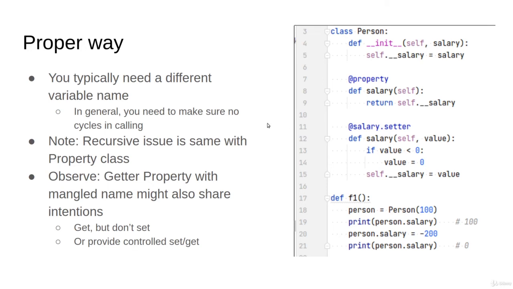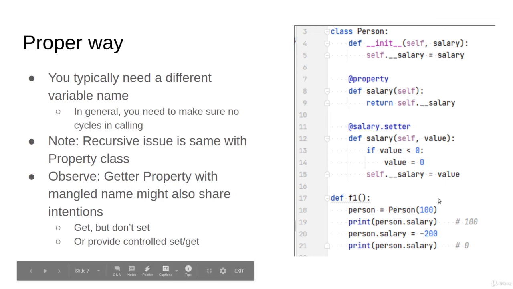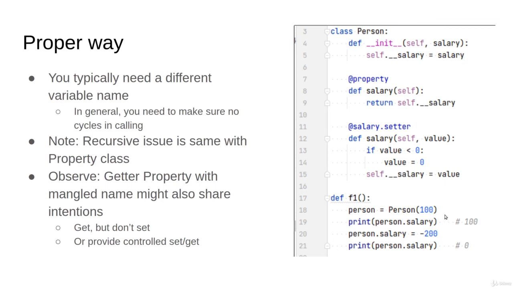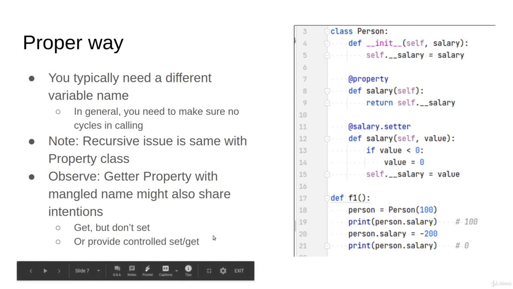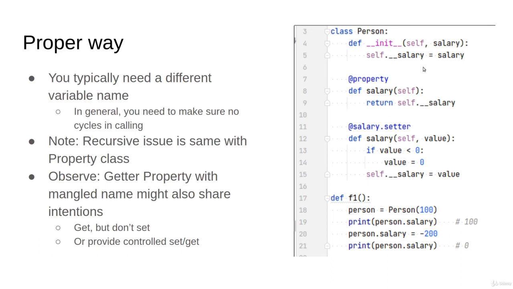Sorry for that. As I said, you can make a tracing to make sure that your code overall doesn't cycle. So double check that the set and the get overall don't go in recursion. Also observe that the getter property with a mangled name might also share some intentions. When you provide a mangled name, you are giving a message: please do not touch, okay? So this is also an important message. One place where people use the getter and setter is also with the mangled situation.